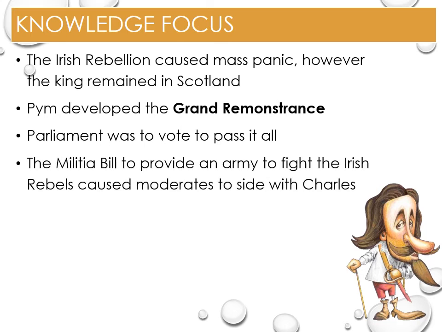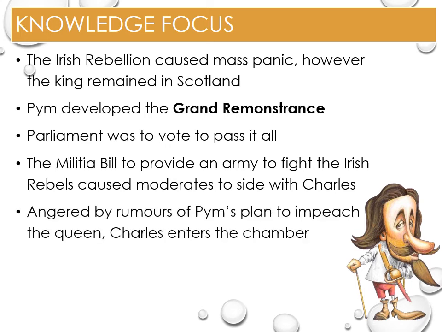Further divide happened over the debates on the control of the army. The militia bill put forward by Parliament placed Parliament in control of an Irish war force. However, moderates in Parliament sided with Charles. Charles blamed Puritans and believed Pym to have been responsible for the bishops' wars. So already angry, when rumours of Pym's plan to impeach the Queen reached Charles, he had had enough.